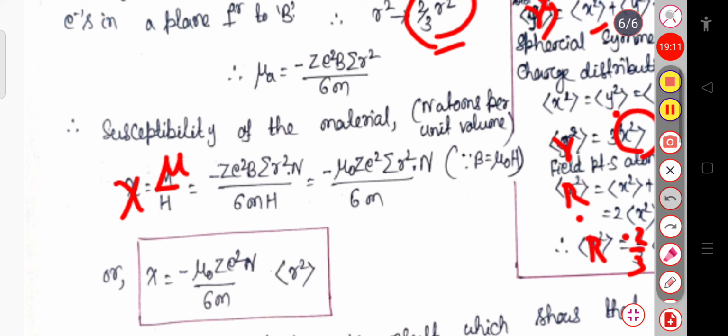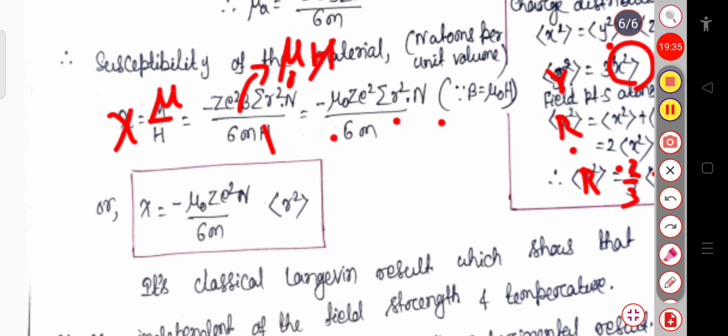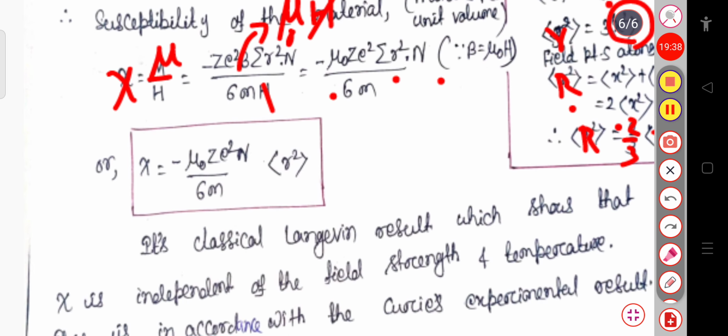here in place of B we have substituted mu naught H. So this H will get cancelled with this H. So simply this will be minus mu naught Z square sum over r square into n, divided by 6m. Now the susceptibility chi will be equal to minus mu naught Z square n divided by 6m into the average of r square.